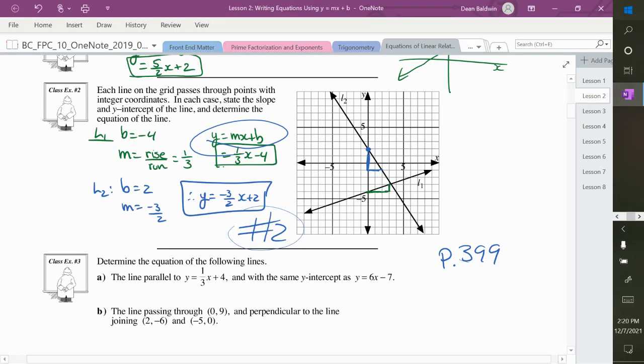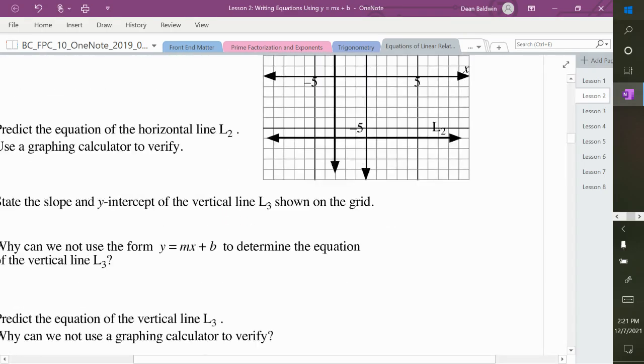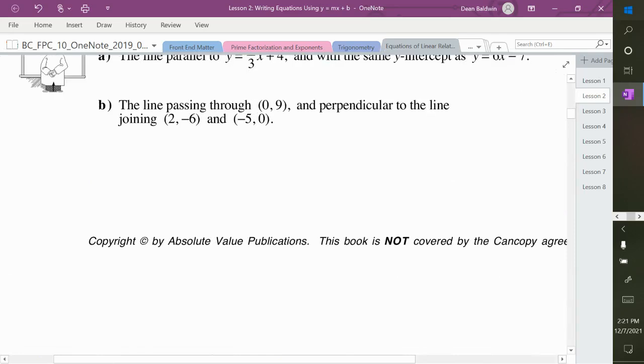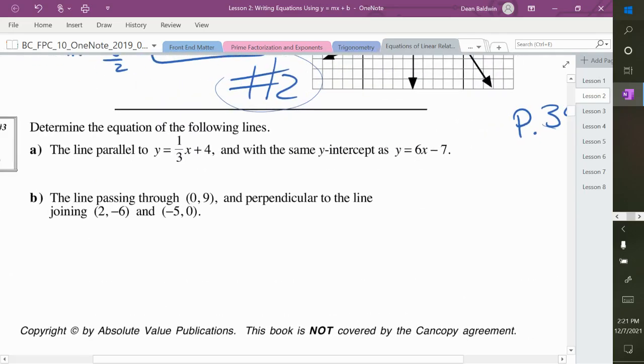So, page 399 at the bottom. All right. Shh. There we go. Okay. Shh.